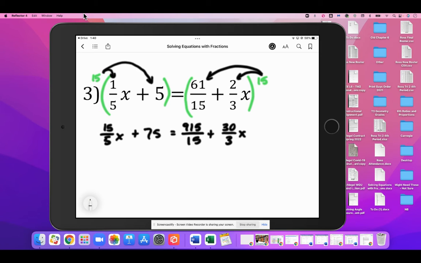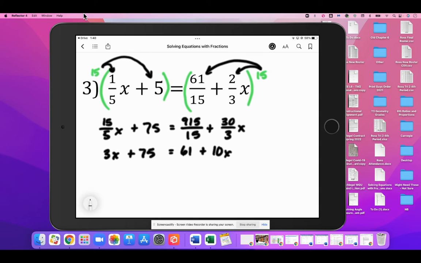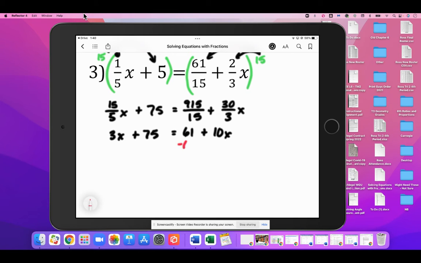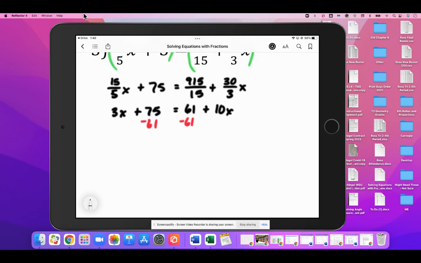Okay, and so now, everyone, we're going to have fractions that are going to divide out evenly. 15 divided by 5 is 3. 915 divided by 15 is 61. 30 divided by 3 is 10. And so now I basically have an equation we've done lots of times in the past, or this type of equation anyway. I'm going to go ahead and choose to subtract 61 from both sides. You could choose to subtract 3x, or there's lots of correct things that you could do here. I'm just going to choose to do this one. This is one correct thing I could do.